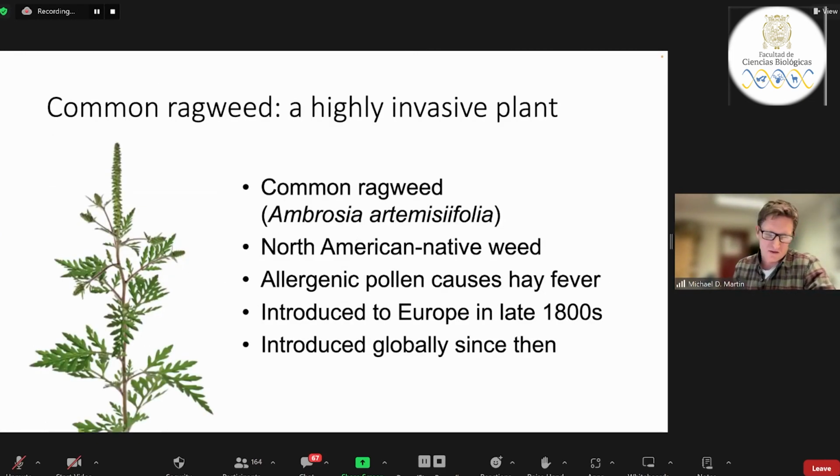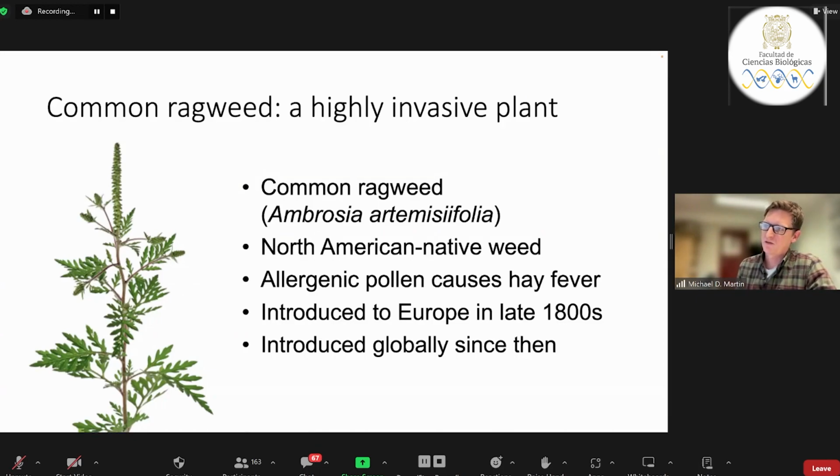So the case study for our invasion genomics work has been common ragweed, in the genus Ambrosia artemisiifolia. This is a plant related to sunflowers, Helianthus, from North America. It's a North American native and a weed that's highly invasive in most of the places where it has been introduced, especially in Europe.